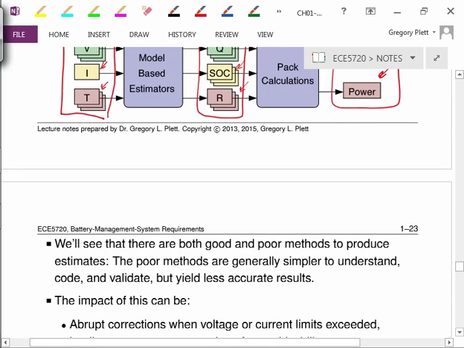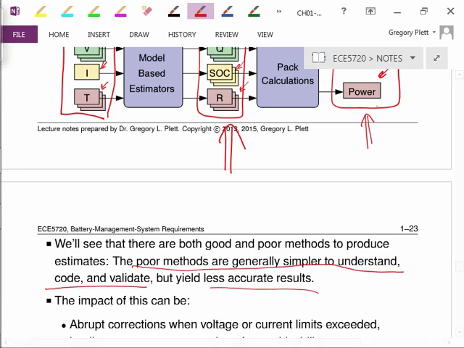So there's trade-offs. The poor methods are simpler to understand, simpler to code, and simpler to validate, but they're not as accurate. So a question to ask before we get too far in this course material, because we're going to spend a lot of time looking at this especially. Once we know how to do this, then we'll look at this, and that's not necessarily as hard, although we'll see there's nuances. So we're going to spend a lot of time looking at how I estimate the battery state and the capacity and the resistance and so forth. Why bother? Why not just use a simple method and be close rather than being really close?